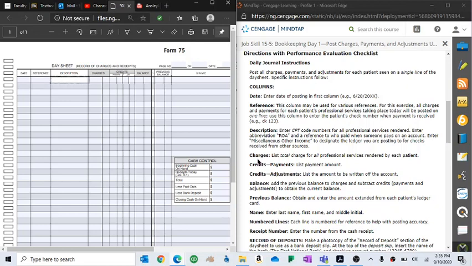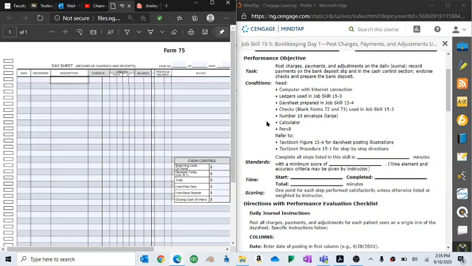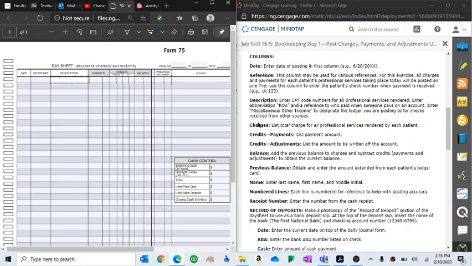The description lists total charge of all professional services rendered by each patient. So if we had a patient that had an office visit, a patient that had a B12, and the patient also had, let's say, a consult, you would put all of those in that one description there. That's what it's talking about. And you're going to ask, well, how do I know what they had done? You're going to go back to your other job skills you've already completed, and you're going to know by assessing those job skills and pulling up that specific patient.